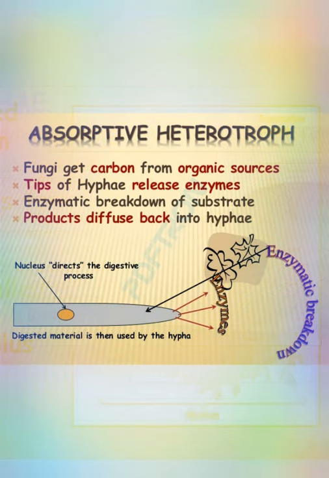Absorptive heterotroph. Fungi get carbon from organic sources. Tips of hyphae release enzymes. Enzymes break down the substrate, and the products diffuse back into the hyphae. This is a diagram: the nucleus directs the digestion process. The digested material is then used by the hyphae.